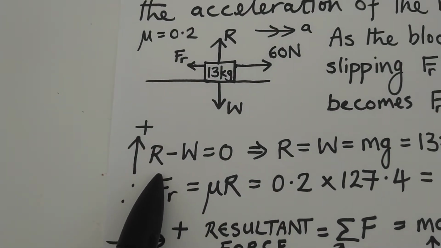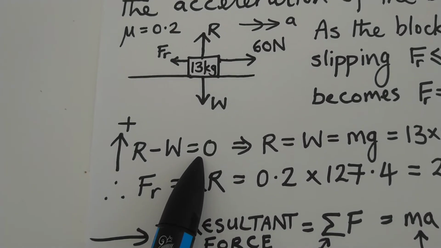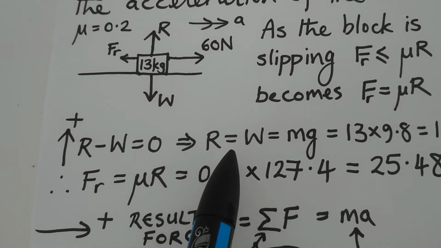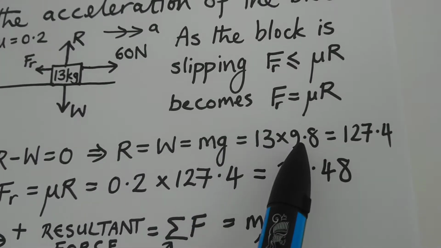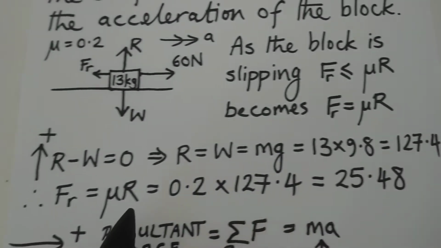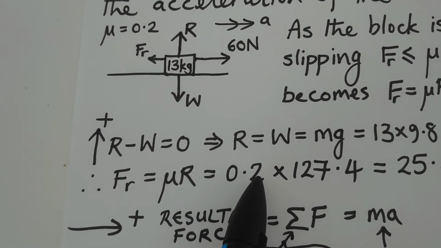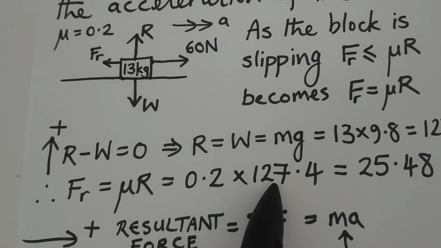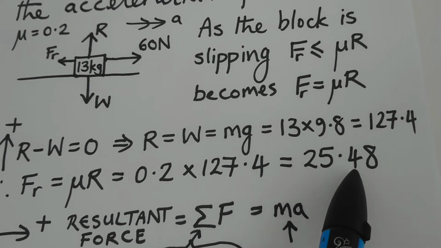So we can resolve vertically, resolve forces, and that gives us R minus W equals 0, which means the normal contact force is equal to the weight, which we can work out with the usual formula. And that allows us to work out the frictional force. So 0.2 times the value we just worked out for R. That gives us 25.48.